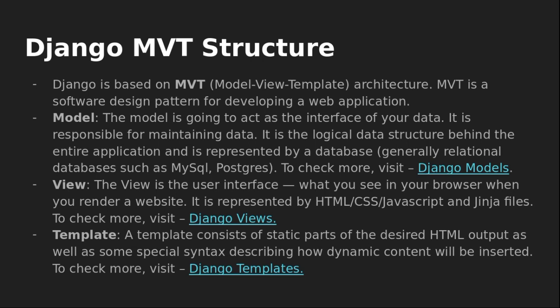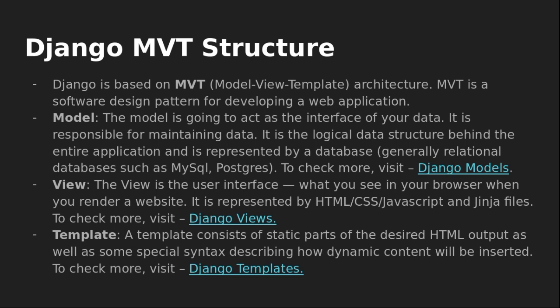The next topic is the Django MVT structure. Django is based on MVT architecture. MVT is a software design pattern for developing web applications. MVT stands for model, view, template. The model is going to act as the interface of your data. It is responsible for maintaining your data. So the model will manage your data.